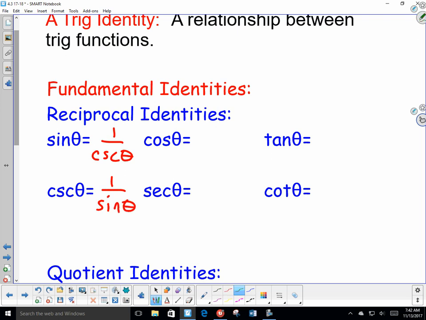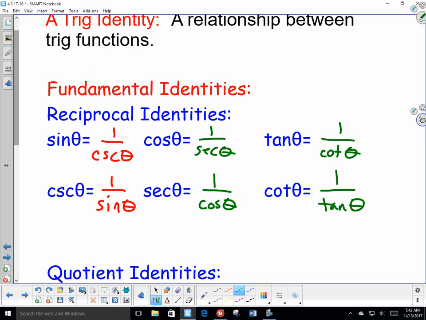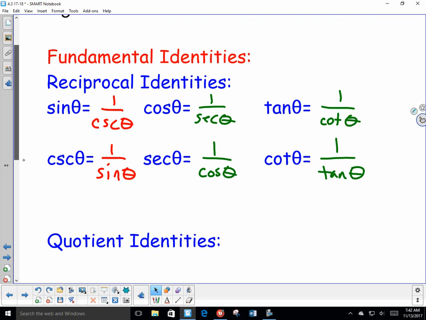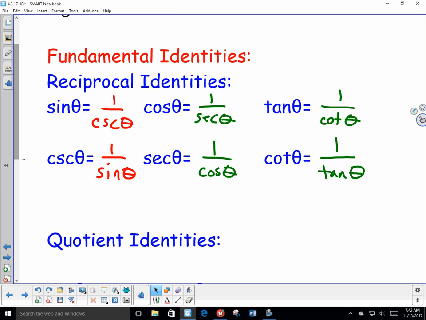Cosine and secant are reciprocals, so cosine is going to be 1 over secant of theta, and secant is going to be 1 over the cosine of theta. Tangent and cotangent are reciprocals of each other, so tangent is going to be 1 over cotangent of theta, and cotangent of theta is going to be 1 over tangent of theta. All right, so those are all reciprocal identities.